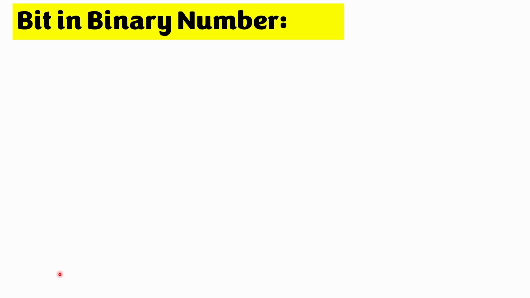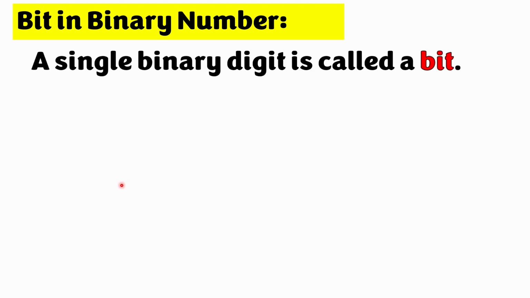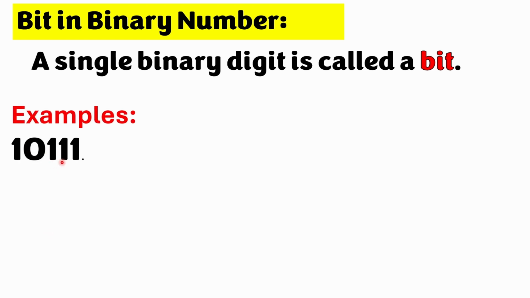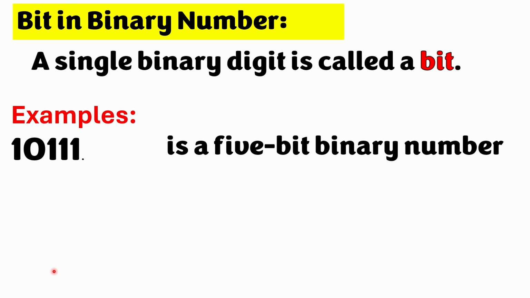Okay, now let's continue. We have bit in binary. A single binary digit is called a bit. Example, 10111. It is a 5-bit binary number. Okay, we count 1, 2, 3, 4, 5.